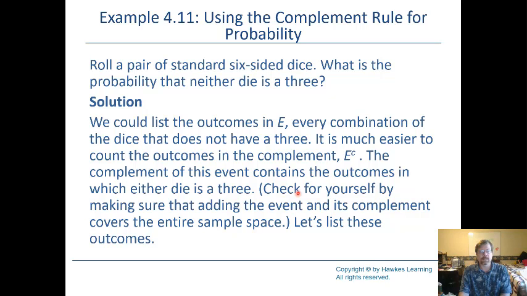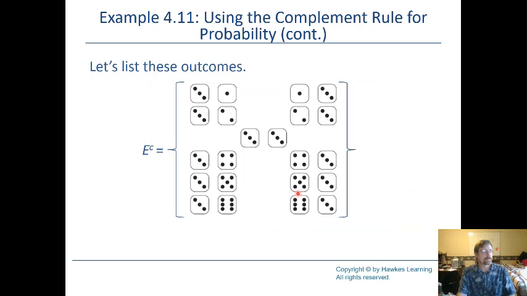Okay, so let's list the outcomes that do have a 3. And then we're going to double check that things add up and make sense. So here's the ones that have a 3.